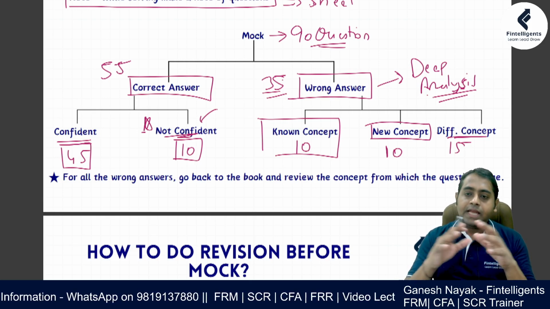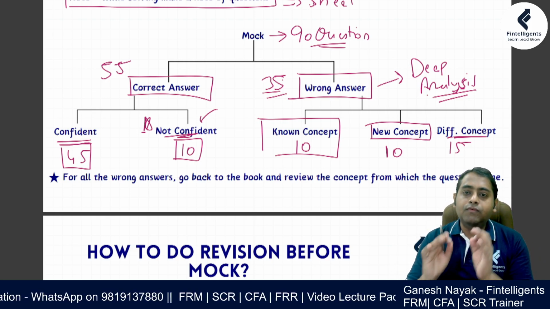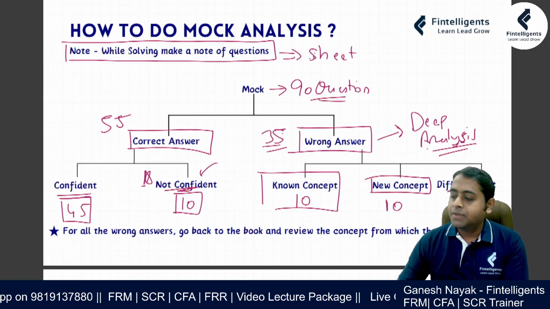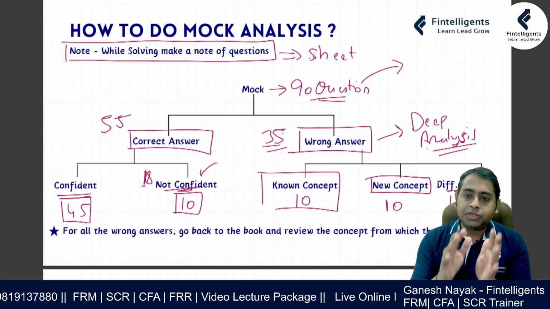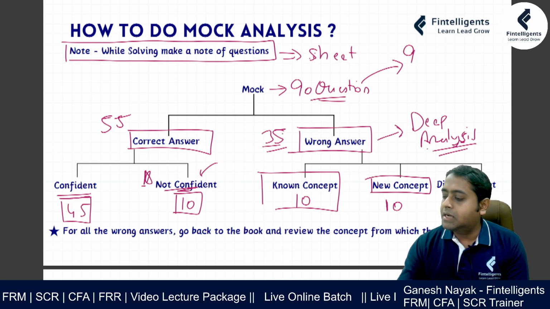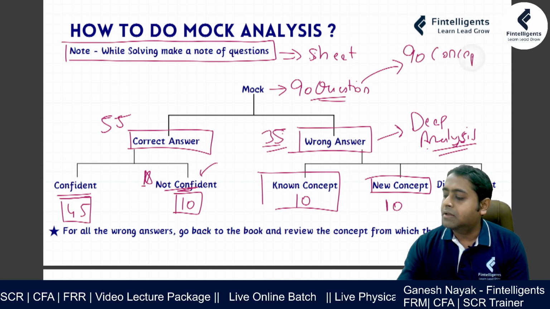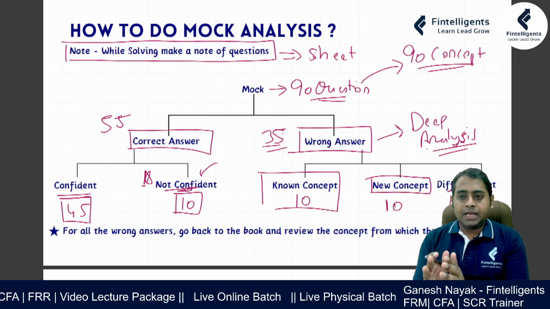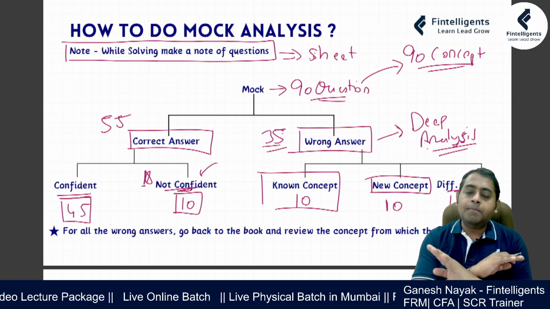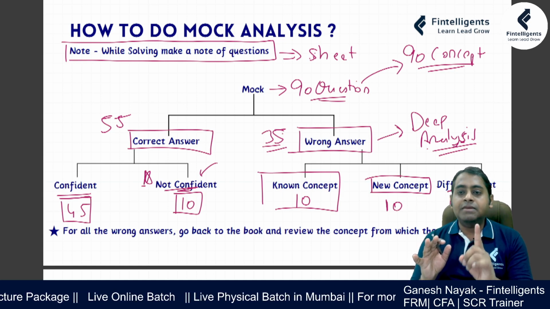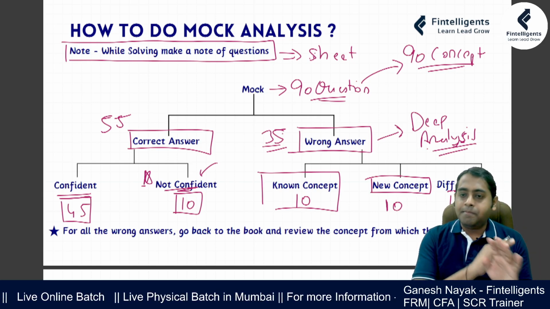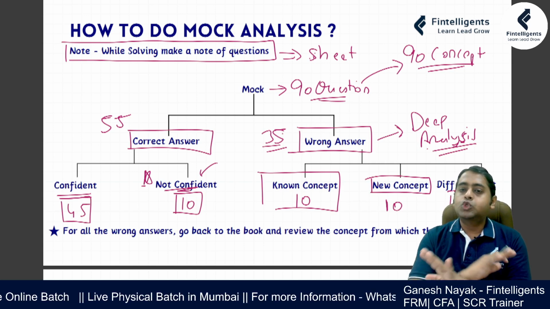The entire analysis I am trying to tell you is that out of those 90 questions, be it your Fintelligents mock or, for example, the GARP sample paper, think of it as 90 different concepts getting tested. When you're done with your analysis, in the next 2-3 days when you do the revision, make sure you're completely comfortable with these 90 concepts and do not make any mistake in them. Whatever has been tested in the previous mock, be it right or wrong, I'm going to revise it properly so that I'm ready for the next part.